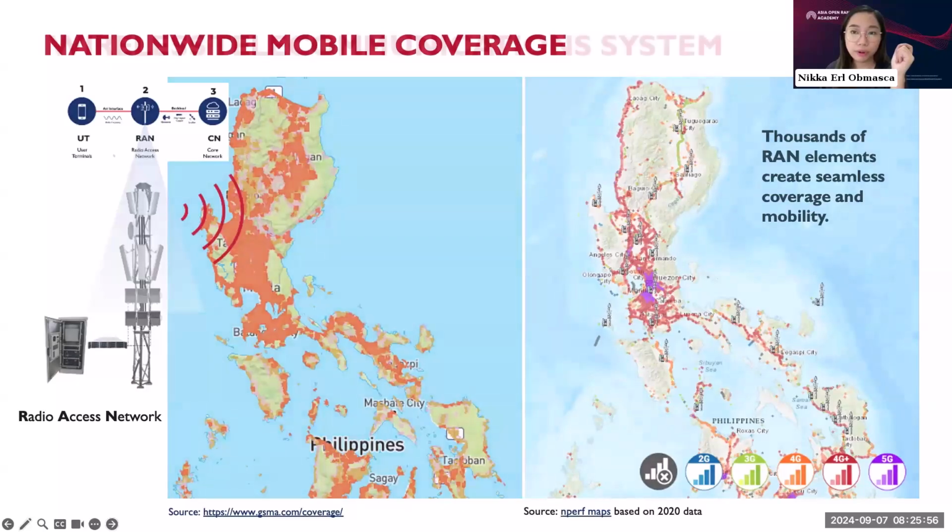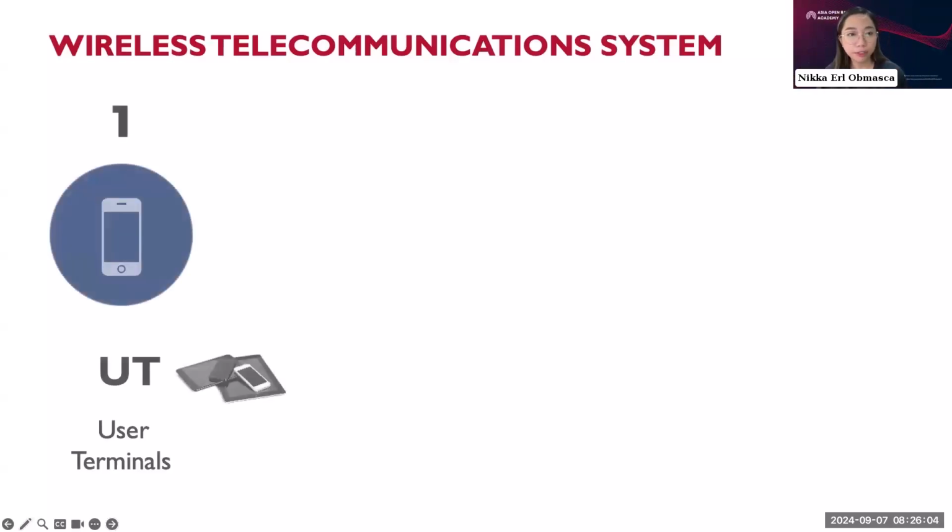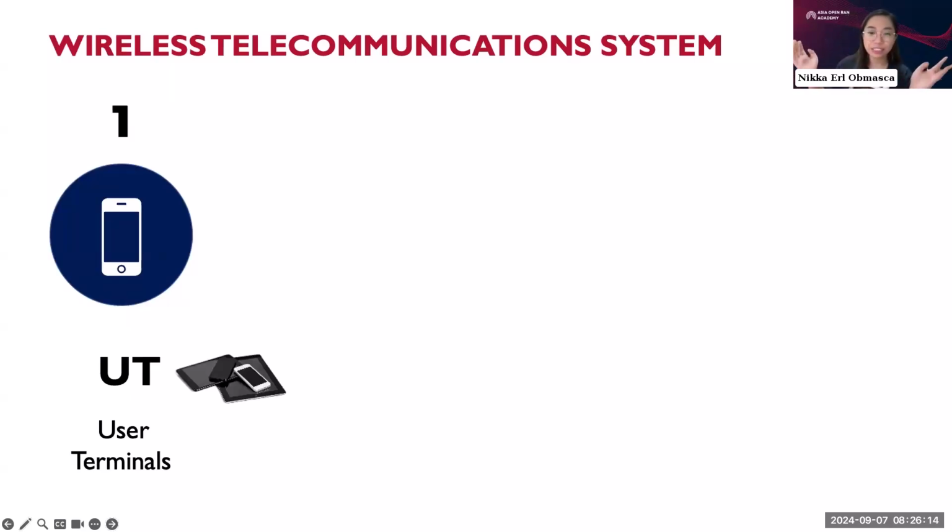Okay, so moving forward, let's discuss the wireless telecommunication system. We have three main parts for that. First is the user terminals. So ano ba yung user terminals natin? Yung user terminals natin, these are user equipments, devices that we use to connect to the radio access network. Some examples of it are smartphones, tablets, ano pa ba?